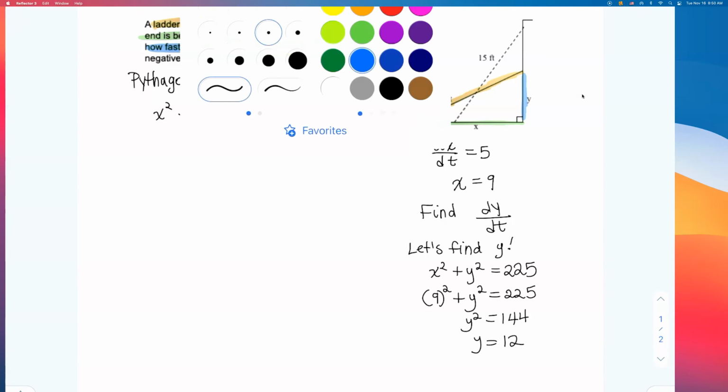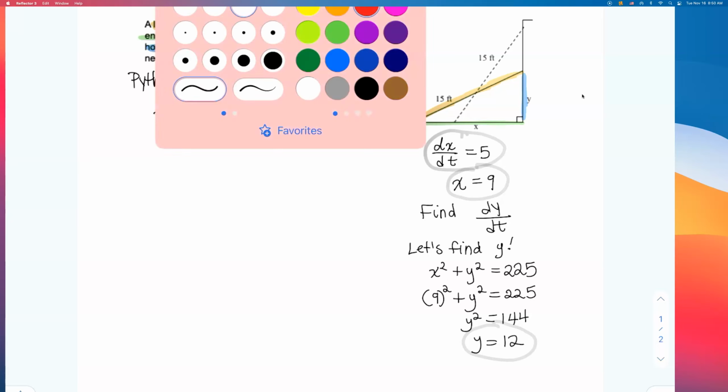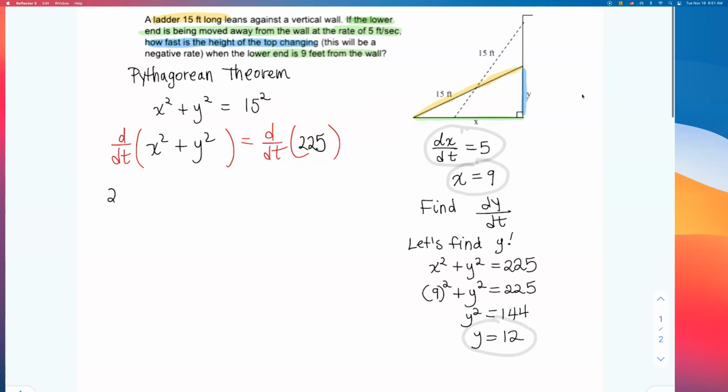So why did I find this? Because later on, we're going to use these pieces: dx/dt is 5, x is 9, and y is 12. These will be plugged in. But now I have to differentiate that Pythagorean theorem equation implicitly with respect to t. So this is section 3.8, right? This is going to give us 2x plus 2y times dy/dx all equals 0.